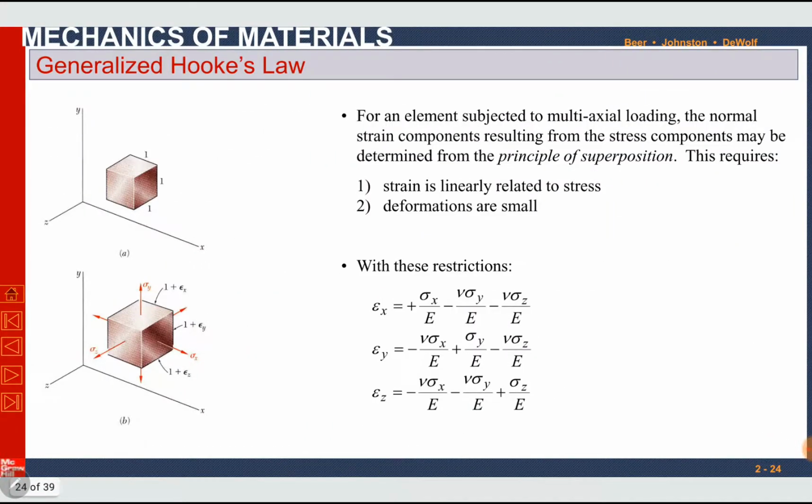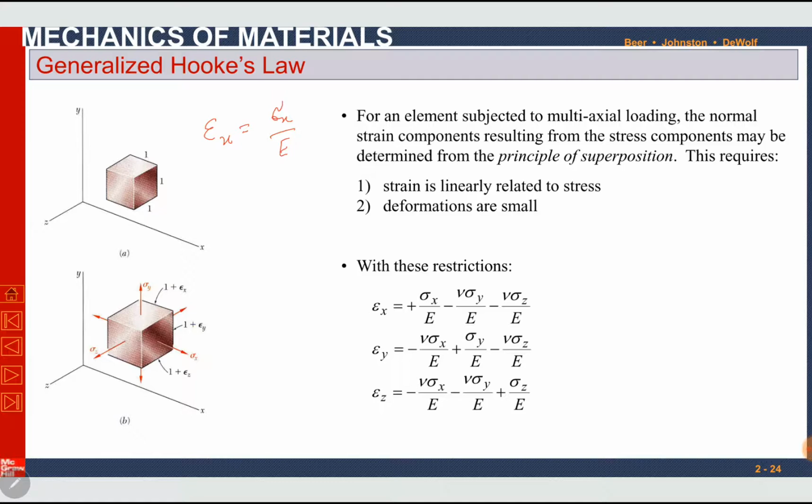The next topic is generalized Hooke's law. We have already studied Hooke's law for unidirectional loading, which was epsilon x is equal to sigma x over E. But now we know that as we produce strain in one direction due to applied load, there will be an opposite strain in the other two directions. If the applied strain is tensile, strain in the lateral directions will be compressive. If the applied strain in the axial direction is compressive, the strains in the lateral directions will be positive, tensile.